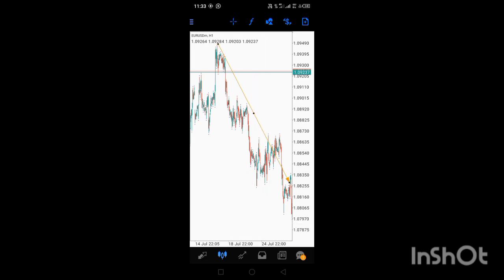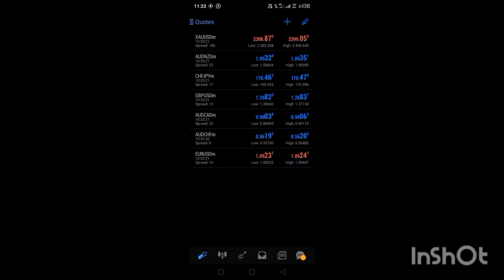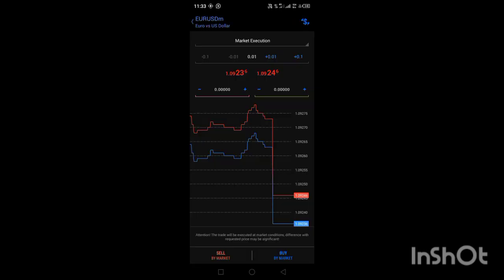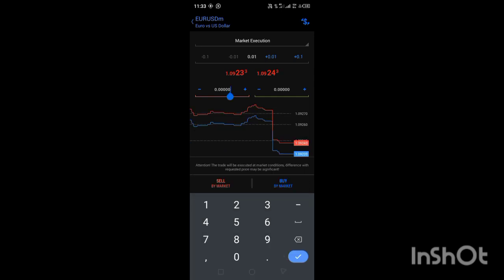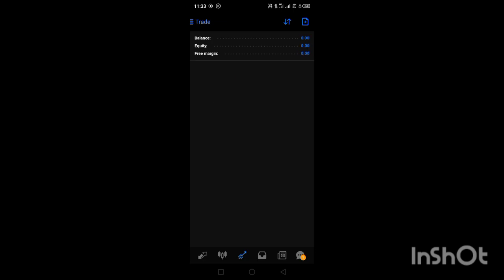So that's how to get that when you press new order. This is how to get the stop loss and take profit. Then you write it down on a sheet of paper, come and input it here. Then you sell or buy. There's no money here, so you sell or buy. Then you set it. That is how to set it.